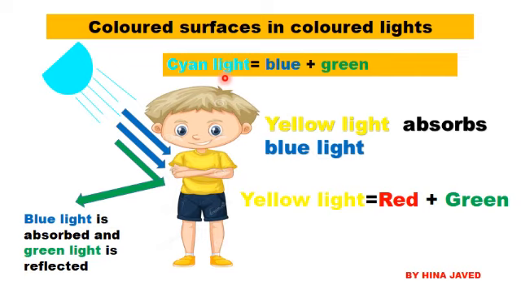Second, take away the colors that the object absorbed. Here is the object, this boy. The answer is the color or colors that the object reflects. Now let's see. Suppose you go to a party wearing a yellow shirt, like here you can see, and you stand under a cyan light. What color does the shirt look under cyan light? First, you have to know cyan light can be made from green light and blue light. Second, you have to know yellow absorbs blue light.